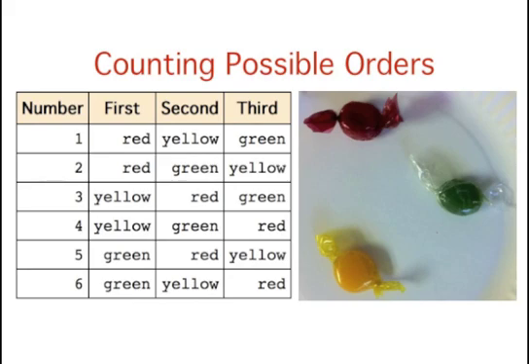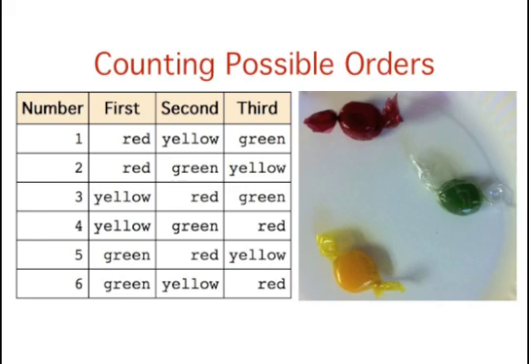Suppose you have a plate with 3 pieces of candy in it, 1 green, 1 yellow, and 1 red. You are going to pick up these 3 pieces one at a time. The question is, in how many different orders can you pick up the pieces? All the possible orders are shown here.